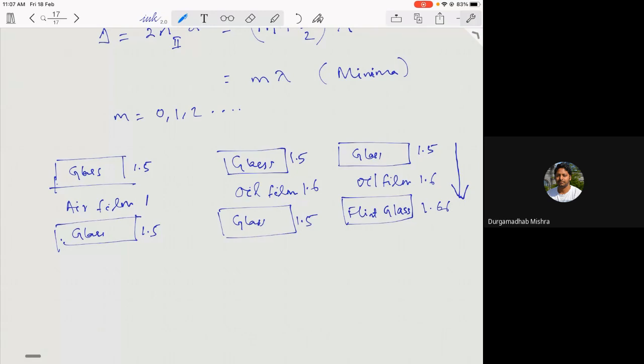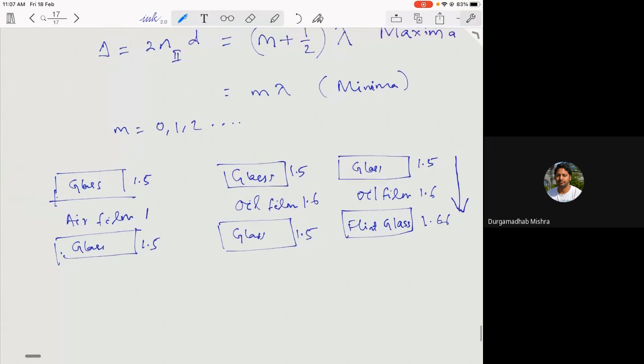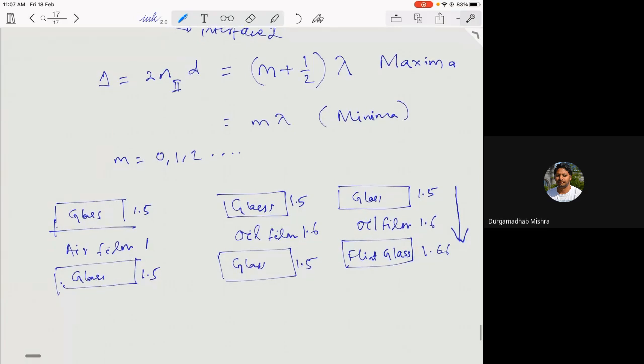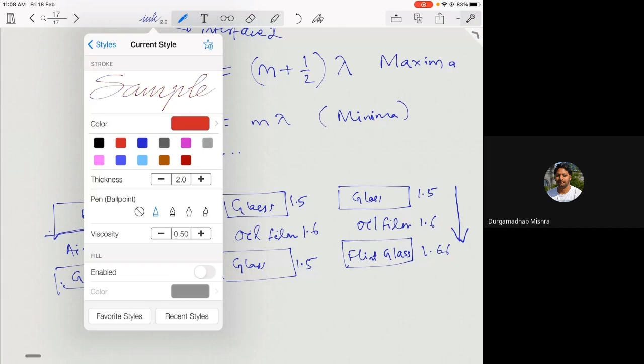So in the first case, the air film, there is no change in this condition. It will remain the same. Why? Because from the top surface, this interface, glass and air, the first surface, this one here. So, oh, sorry. So if you have this surface here, light is coming from a denser to a rarer medium. So there will be no phase change, but there will be a phase change. So let me draw that.